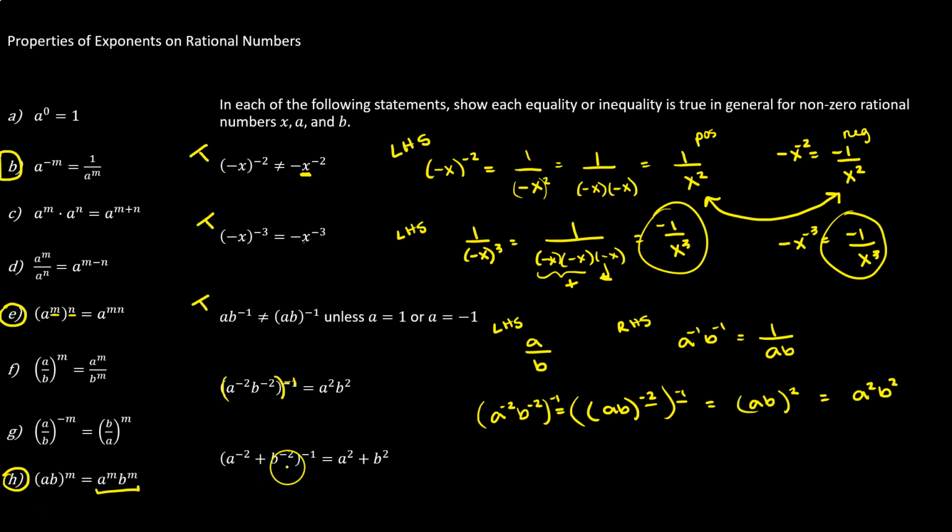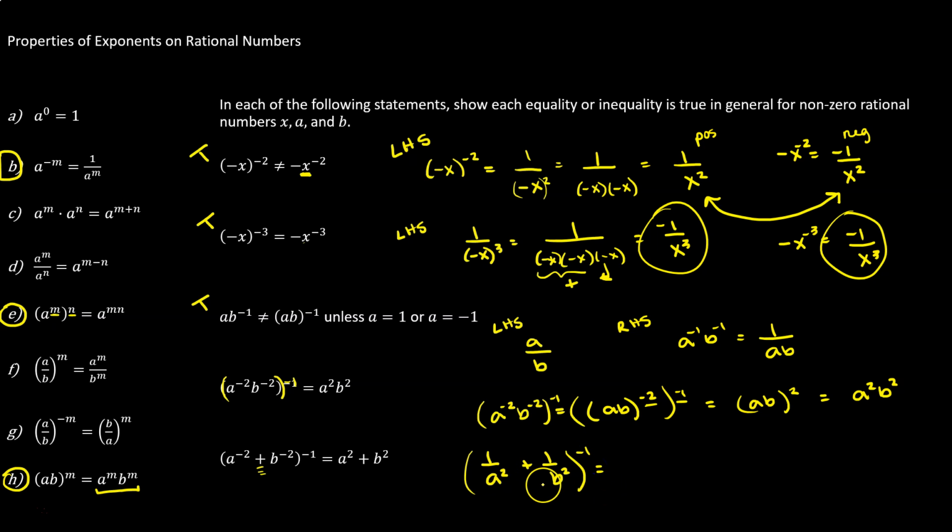We have one left. Now this one's tricky because we have a sum here. We have a to the negative 2 plus b to the negative 2. That sum is raised to the negative 1. We could write that as 1 over a squared plus 1 over b squared. And then that is being raised to the negative 1.